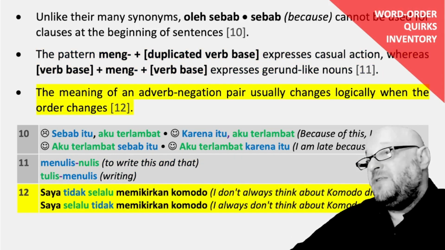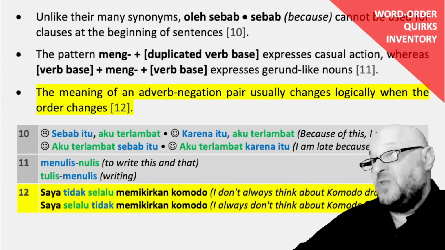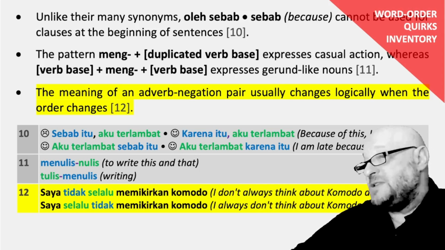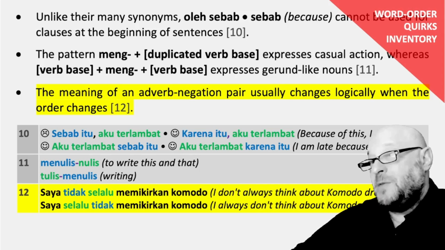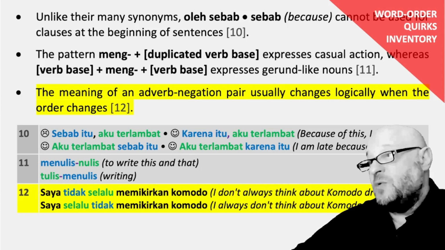The meaning of an adverb negation pair usually changes logically when the order changes. Example 12, saya tidak selalu memikirkan Komodo. I don't always think about Komodo dragons. Or, saya selalu tidak memikirkan Komodo. I always don't think about Komodo dragons.